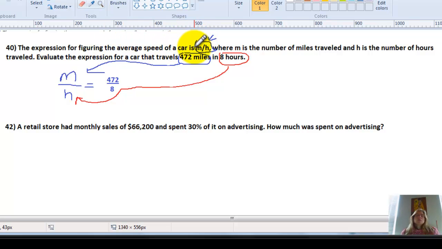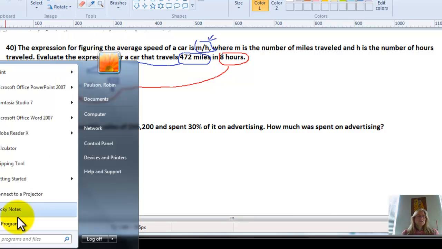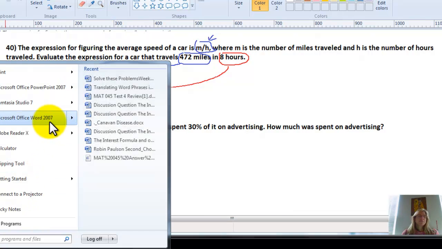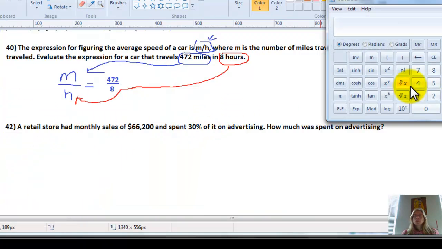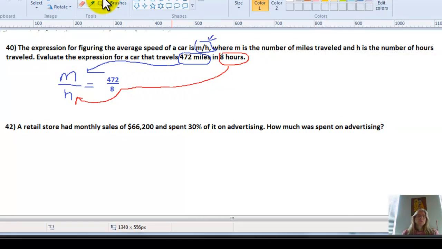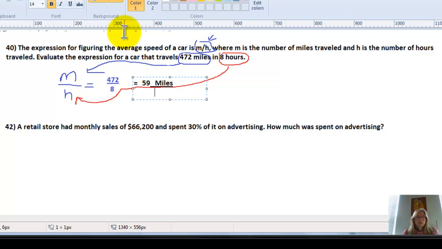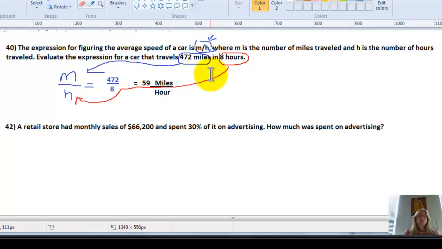Average speed of a car is miles per hour, which is miles divided by hour. So you have the amount of miles traveled, 472, divided by 8. So that's all it is. It's a simple math problem once you sort out what to do. So 472 divided by 8 equals 59. So your speed then is 59 miles per hour for the answer. Miles per hour is the answer to number 40.